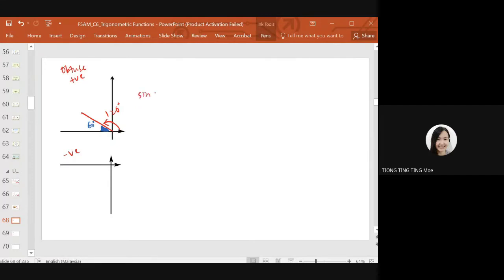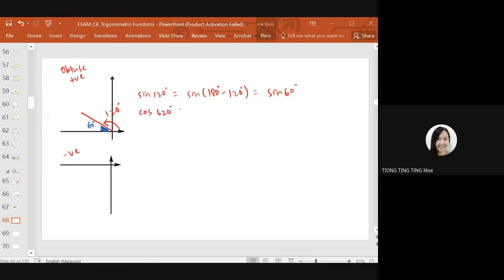So sin 120 equals what? We have to change it first, so it's sin of 180 minus 120. So you get sin 60 degree. But is this sin positive or negative? Now you have to see. Sin is y, so above is positive. Yes, positive. So it's positive sin 60.